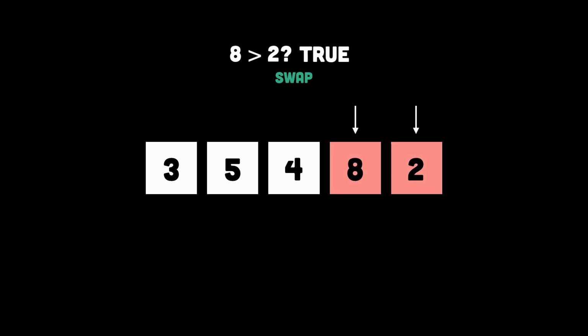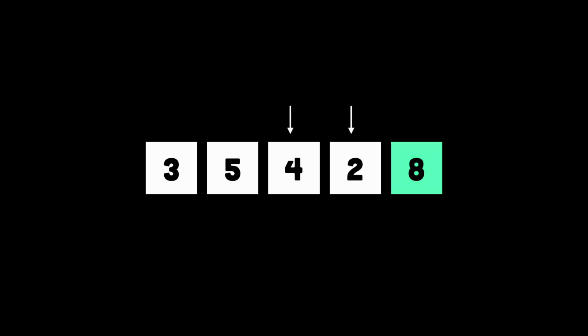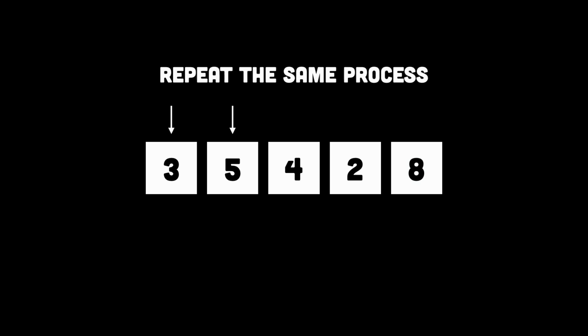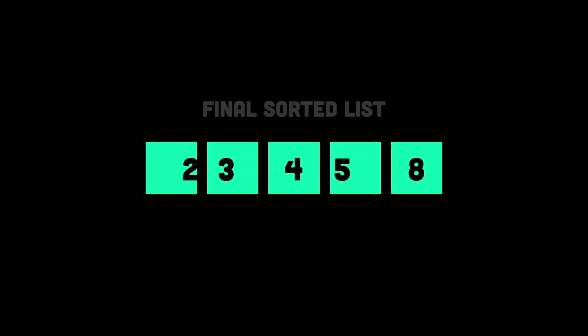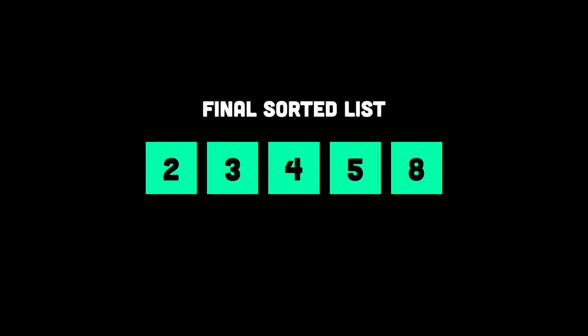And then we compare 8 and 2, and since 8 is greater than 2, we swap again to get 3, 5, 4, 2, 8. At the end of the first pass, the biggest number 8 has bubbled to the end. Now we simply repeat the same process again and again until no swaps are needed. And eventually, this list becomes fully sorted, giving us 2, 3, 4, 5, and 8.